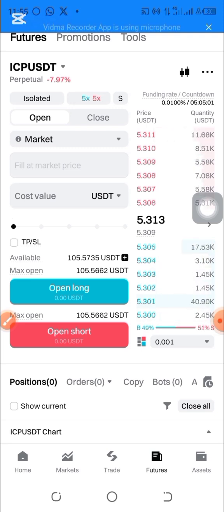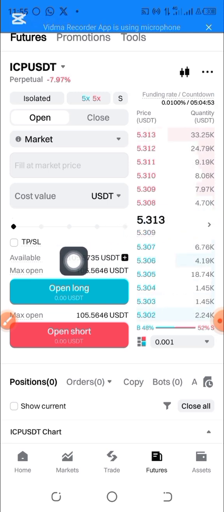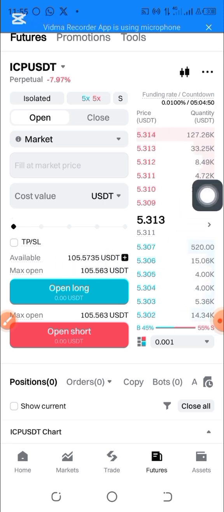Now, how do I want to dollar cost average into this trade? In this account, I have $105 as my total portfolio on this BitGet account. Because I want to manage my portfolio very well and manage my risk, I plan to spend just $15 on this ICP trade, and I'm not going to spend all this $15 at once on this ICP trade.